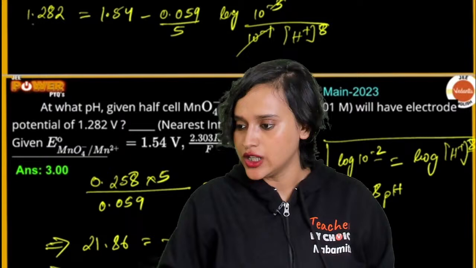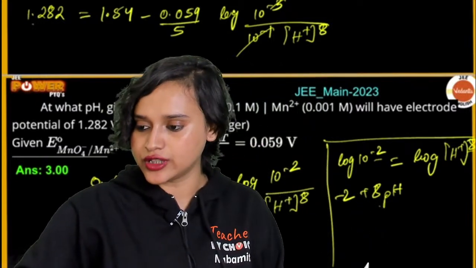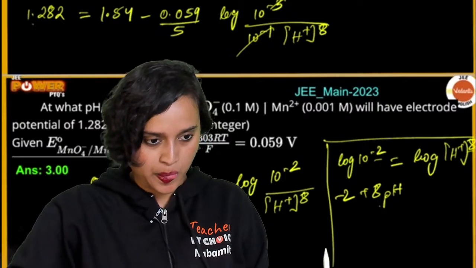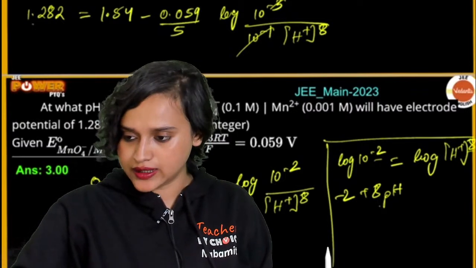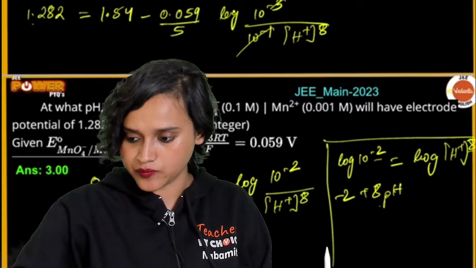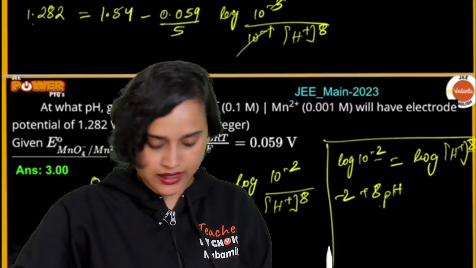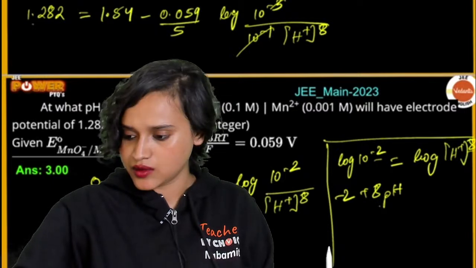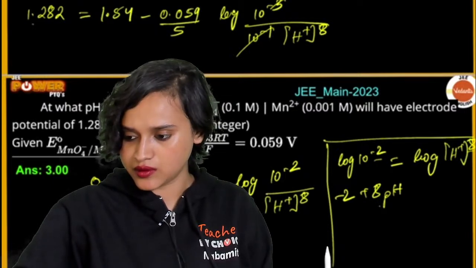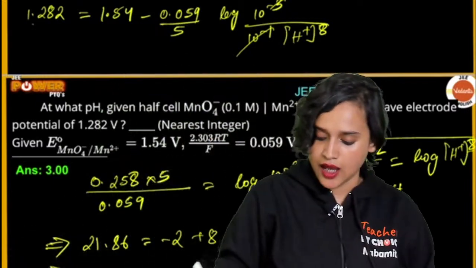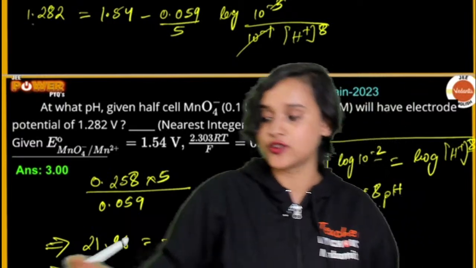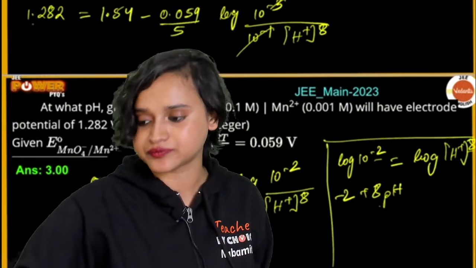3. Shriram is getting 3. I am not going to take your answer. Wait. 21.86. Yes, I'm getting 2.985, which is almost equal to 3. So your pH is 3.